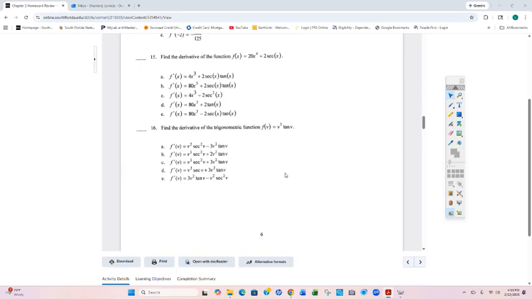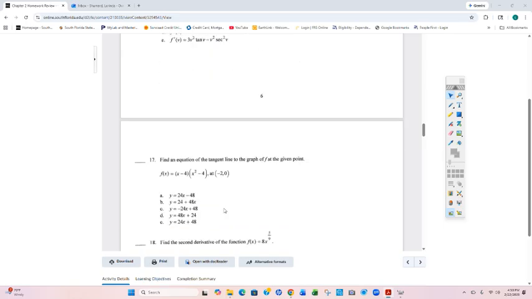C, f prime of v equals v cubed secant squared v plus 3v squared tangent v. D, f prime of v equals v cubed secant v plus 3v squared tangent v. E, f prime of x equals 3v squared tangent v minus v squared secant squared v. The answer number 16 is C, and that is from section 2.3.